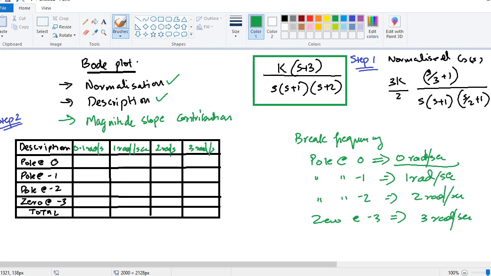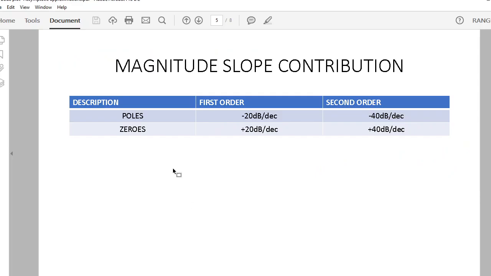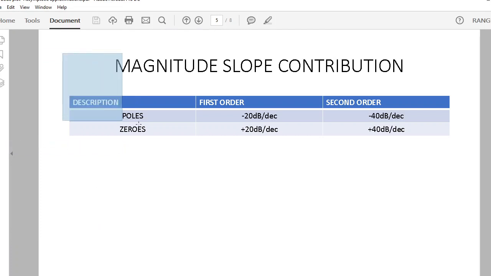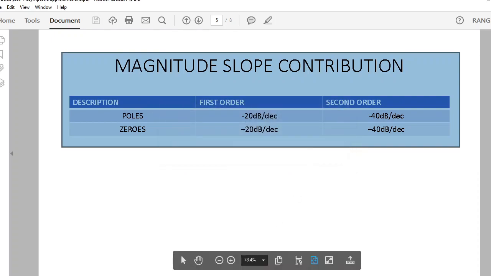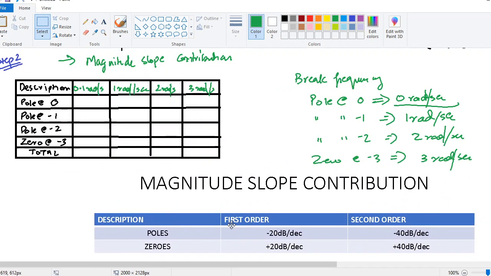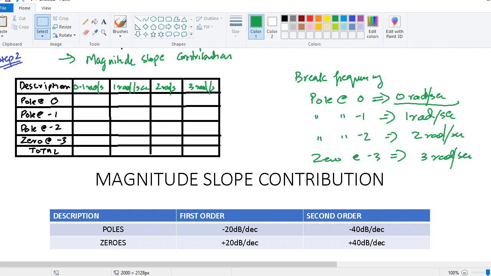Now we bring in that slope contribution that we discussed here, right? So let's just take a snapshot of this one and bring it over here so that it makes our work a bit easier. Right, there we go. Now with this we can start working on our slope, right?